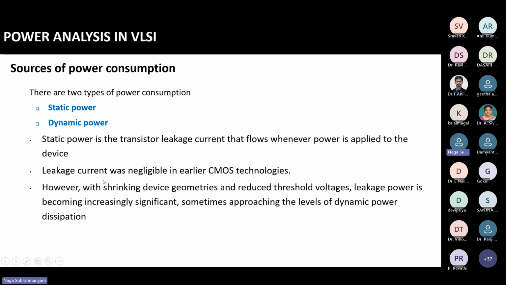Nowadays, the component size is very small, right? The channel width is now 3 nanometer. Currently they are working on 3 nanometer. So the leakage current and leakage power will be more. When the chip is going to be smaller and smaller, leakage current or leakage power will increase in number.